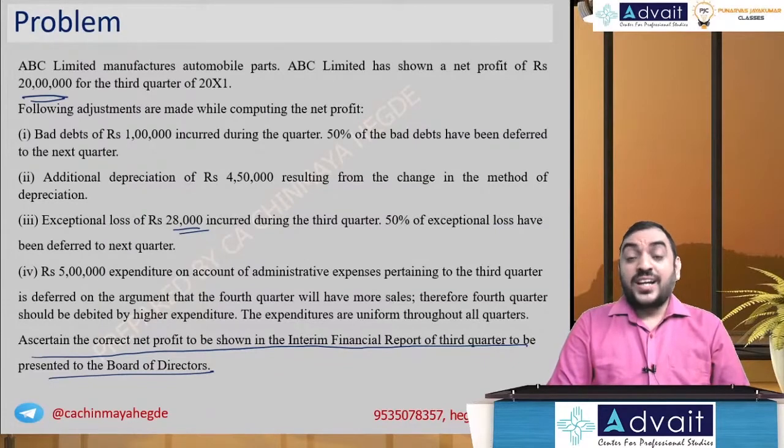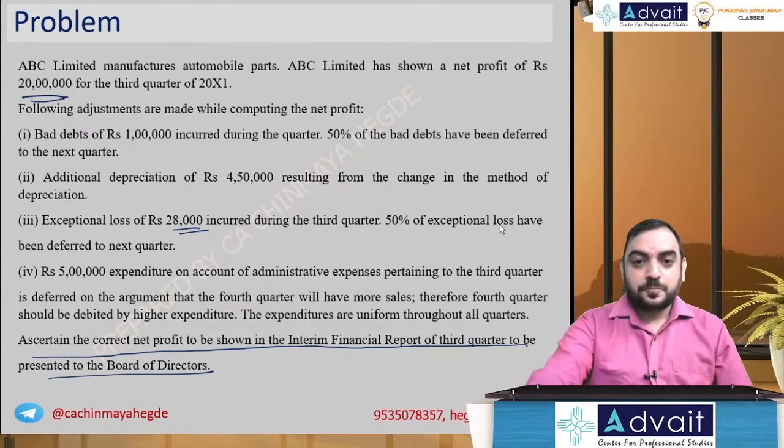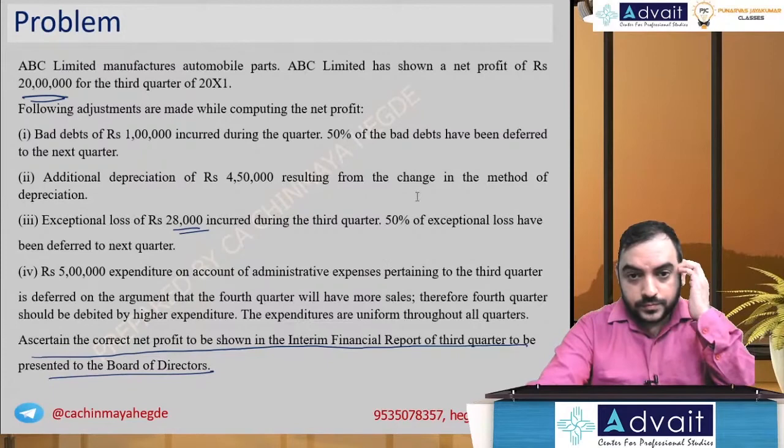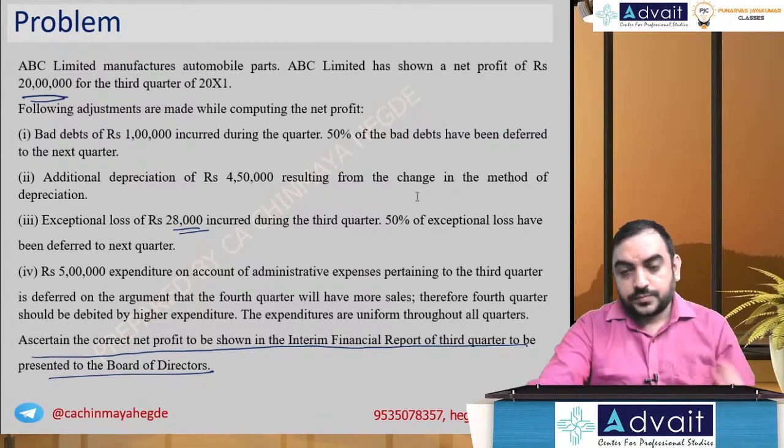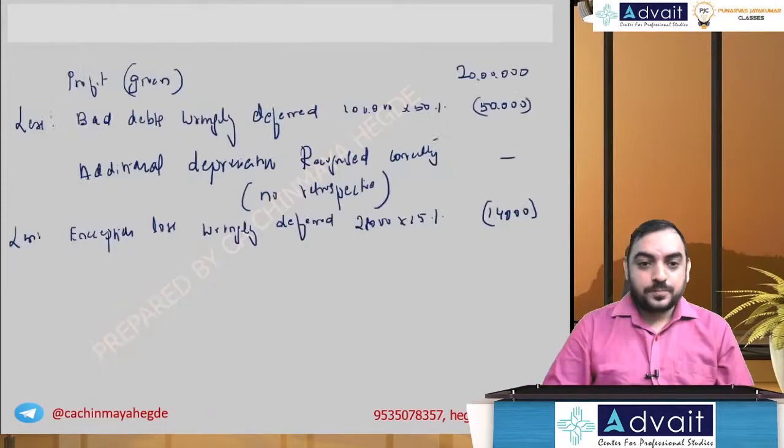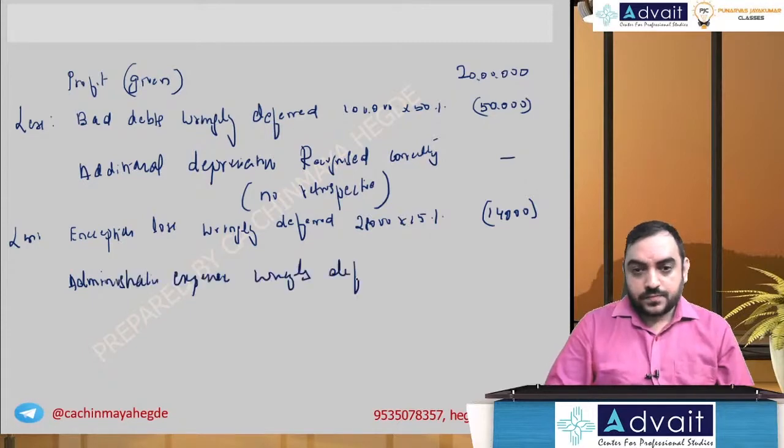Rupees 5 lakh expenditure on account of administrative expenses pertaining to the third quarter is deferred on the argument that the fourth quarter will have more sales. Therefore, the fourth quarter should be debited with higher expenditure. The expenditures are uniform throughout all quarters. Again, wrongly deferred. You cannot defer it. You should recognize it now itself. So wrongly deferred again, 5 lakh, subtract it. Administrative expenses wrongly deferred, 5 lakh.